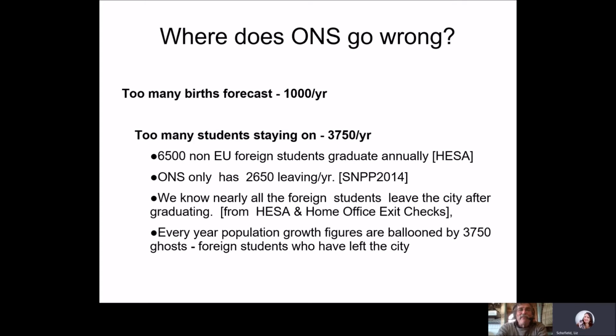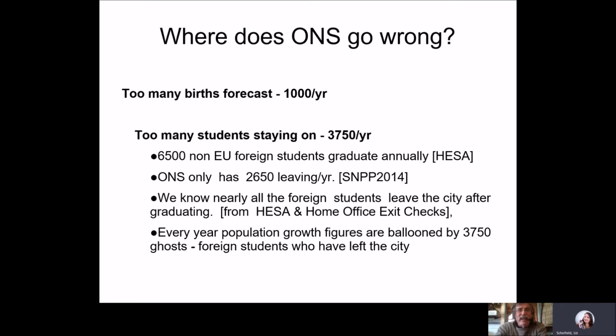And we've done very detailed analysis, and you can see inside the ONS black box to a small degree. We can certainly say that ONS is forecasting too many births, about 1,000 per year, and that they have too many students staying on, nearly 4,000 a year, 3,750 in 2019. This is based on pretty good data.